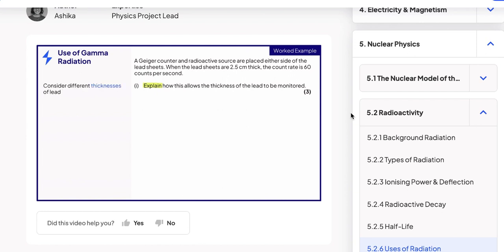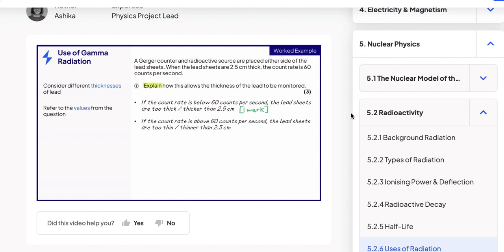Let's first consider what happens when the lead is too thick or too thin. We know the lead is too thick when count rate drops below 60 counts per second. Saying something similar to this gains the first mark. Remember, referring to the values in the question will get you a long way in exams, and you need it for the mark here. If the count rate goes above 60 counts per second, then the lead is too thin. This is the second mark.